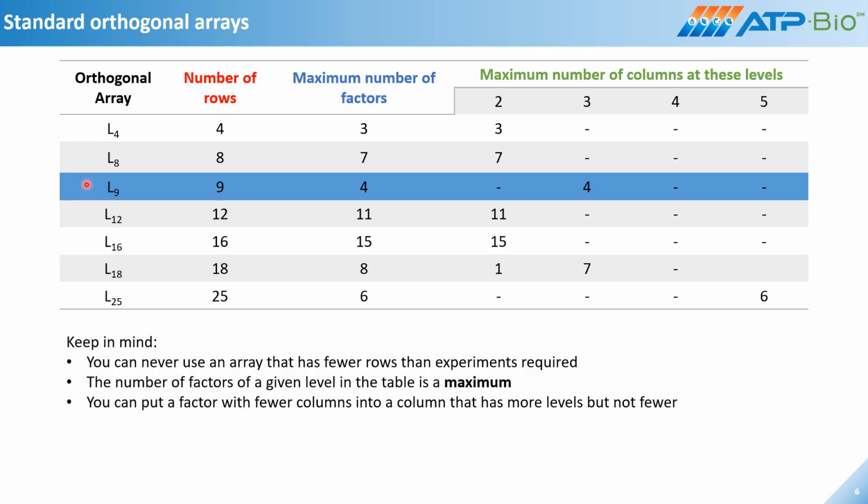We have to keep in mind that we can never use an array that has fewer rows or experiments compared to the number of experiments that we calculated using the formula. The number of factors of a given level in the table is a maximum. So you can have 3 factors for L9, but you cannot have 5 factors. And you can put a factor with fewer levels into a column that has more levels, but not fewer. So here, you have a maximum of 3 levels for each of these factors, and they cannot go beyond that.